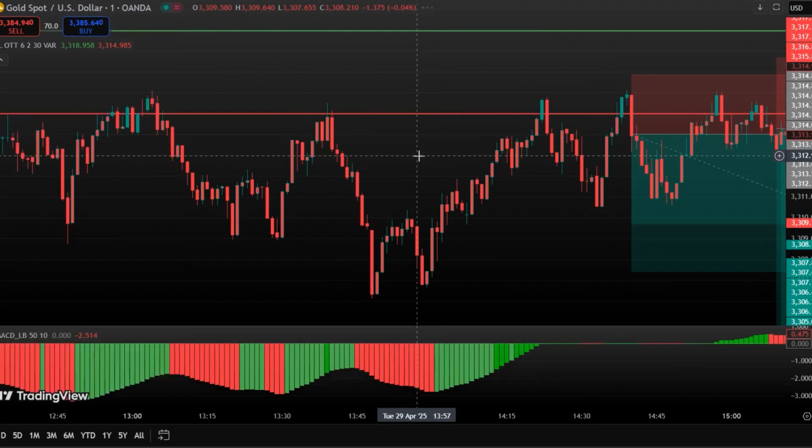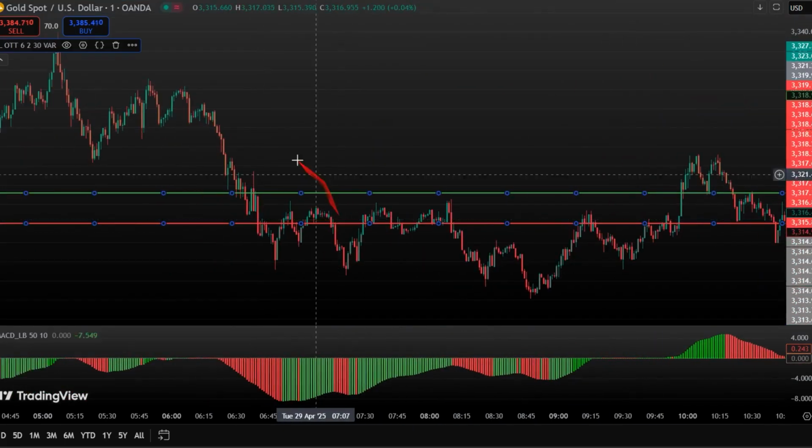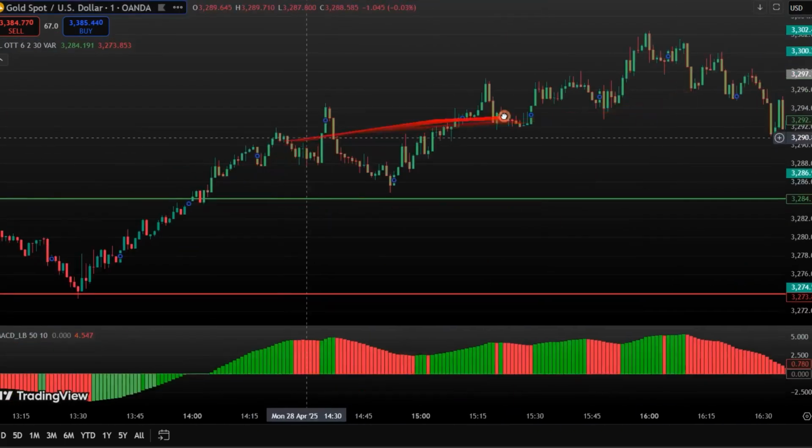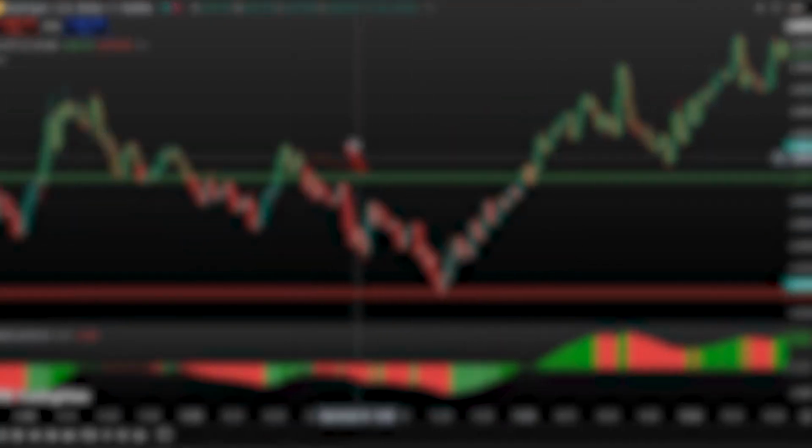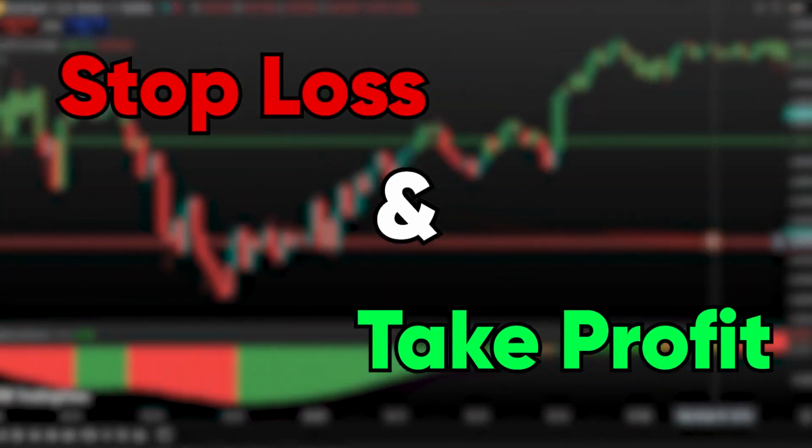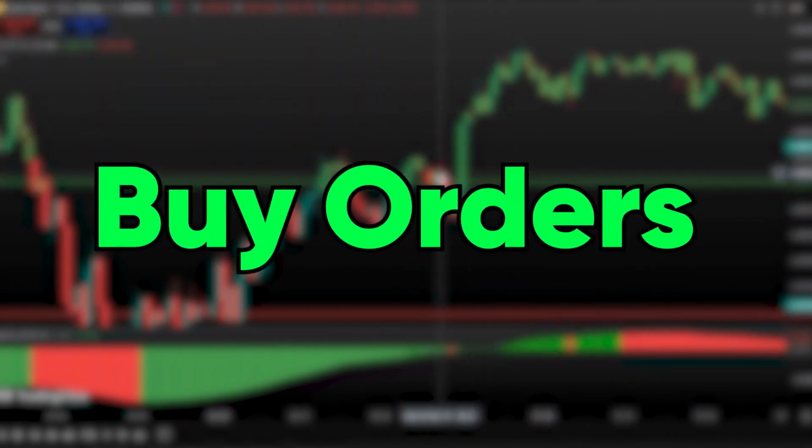Now that you have learned how to work with these 2 indicators independently, all you need is for me to tell you where to enter trades and where to set your stop loss and take profit. We'll start with buy orders.